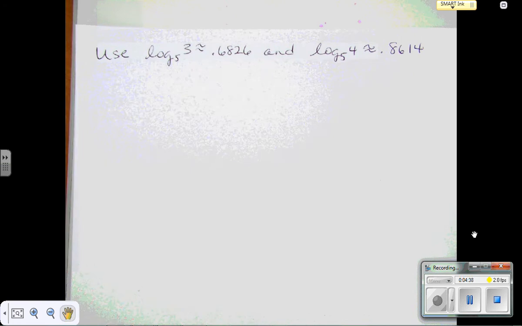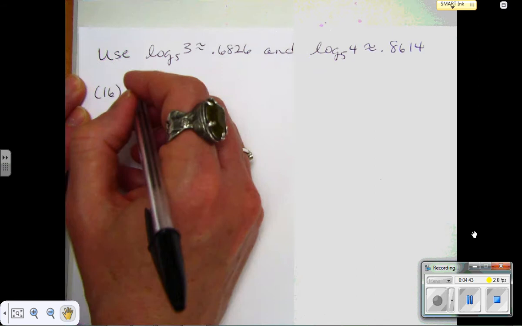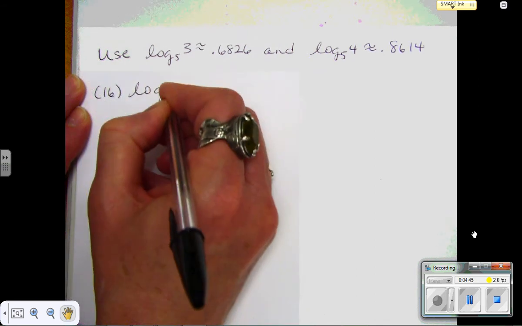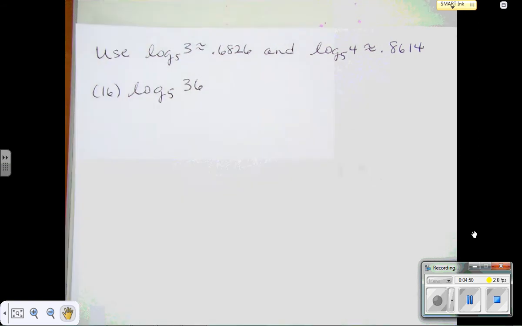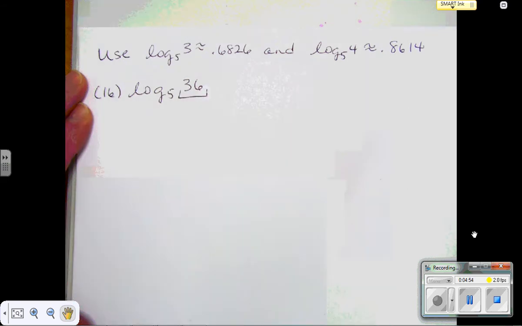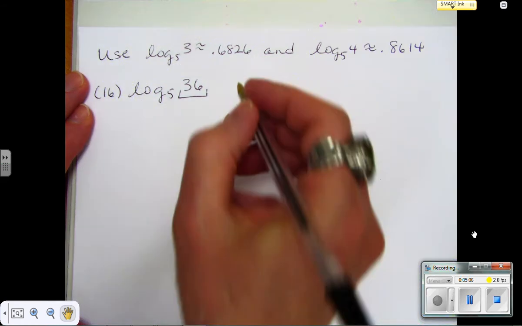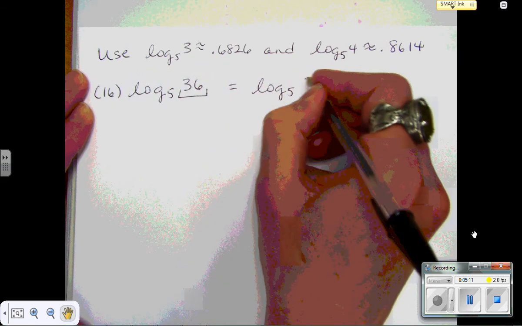Okay, so number 16 wants you to evaluate log base 5 of 36. So what we want to do is take the 36 and break it down into factors of 3 and 4. So I'm going to change it to factors being multiplied together. Okay, so that would be log base 5 of 3 squared times 4, right? 9 times 4 is 36.